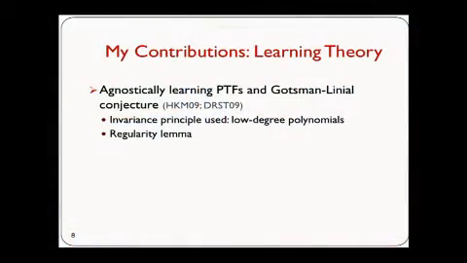And the second category is learning theory. Here, one of the problems we study is agnostically learning polynomial threshold functions. And we get the first polynomial time algorithm for learning polynomial threshold functions under the uniform distribution, and also make the first progress on a 15-year-old conjecture of Goldreich and Linial. And here we use the invariance principle of MOO, as well as we develop a new regularity lemma for polynomial threshold functions, which is of interest on its own. And this is joint work with Harsha and Klivans, and the same results were obtained independently by Diakonikolas, Raghavendra, Servedio, and Tan.